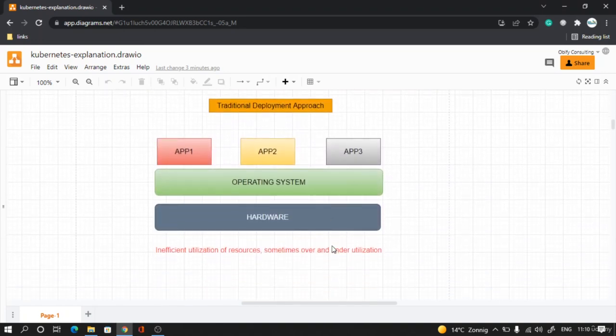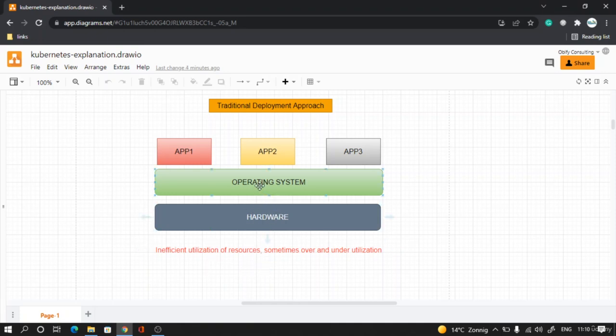If we talk about the traditional application deployment approach, it used to be that we used to get big racks of hardware. On top of it, we were having an operating system installed, Linux or any other operating system, sometimes Windows. And on top of this, we were installing our software or applications. Of course, this worked out well, but it led to a problem: insufficient or inefficient utilization of resources.